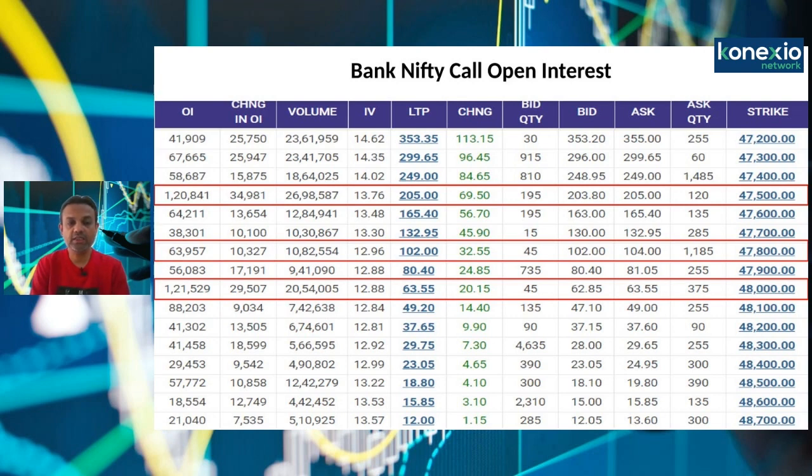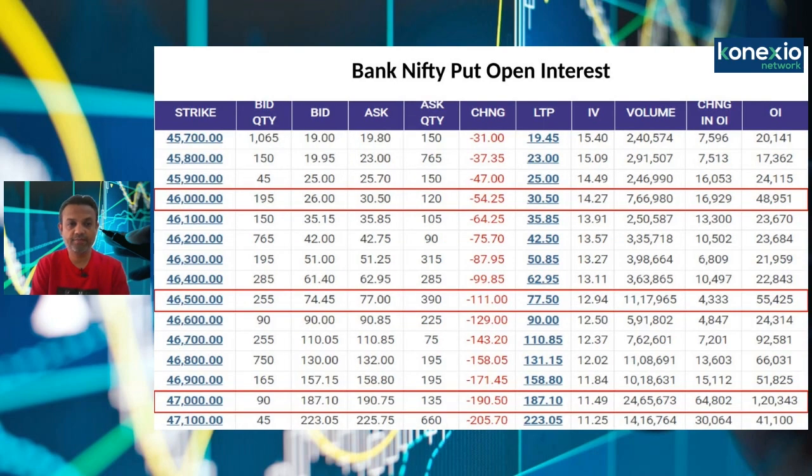Now friends, let us discuss the Bank Nifty put data. In Bank Nifty puts, the action was seen in 47,000 puts, 46,500 puts and 46,000 puts. Here you can see there has been a significant drop in the option premium, which is clearly indicating that the smart money has already gone into writing the out-of-the-money puts or at-the-money puts, which is quite positive at this juncture.